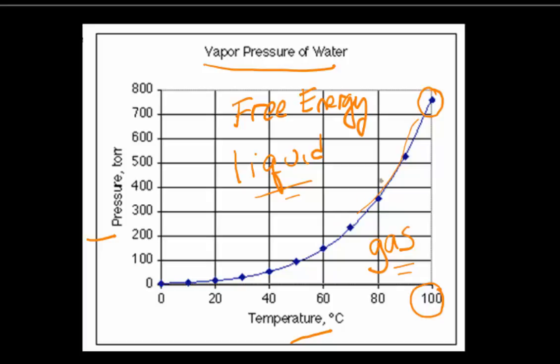Now along the line, the free energy is the same between the gas and the liquid. That's why along this line we say it's an equilibrium condition, because the rate of the gas returning to the liquid and the liquid returning to the gas is the same, and it's an equilibrium condition all along this line.